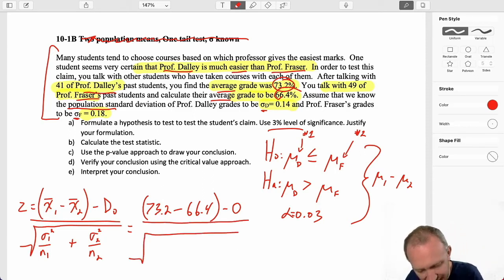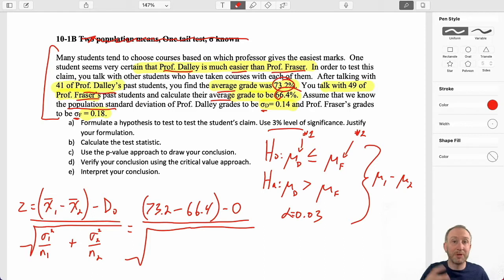And then down here, so now I've been given standard deviations. Unlike problem 10.1a, where it gave us variances that we would just input into our formula, now we're given standard deviations. So I have to make sure that I square them. Now, this is also a little bit of a trick, because the averages are given to us as whole numbers, as percentages, 66.4, 73.2, while our standard deviations are given to us as decimals. I'm going to convert those so that I'm working with all the same values.